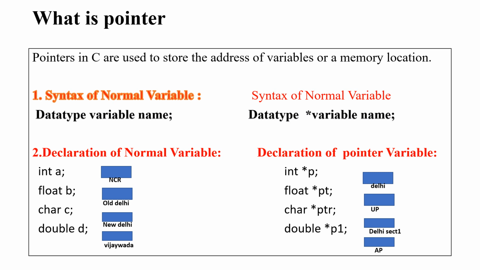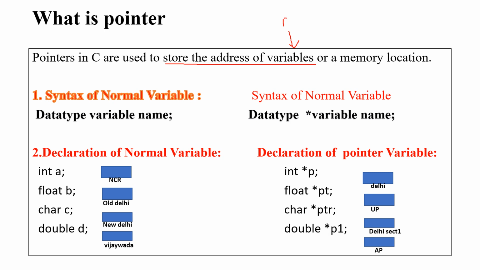What is the pointer? A pointer in C is used to store the address of a variable. If I take a real life example, a variable is nothing but a person.